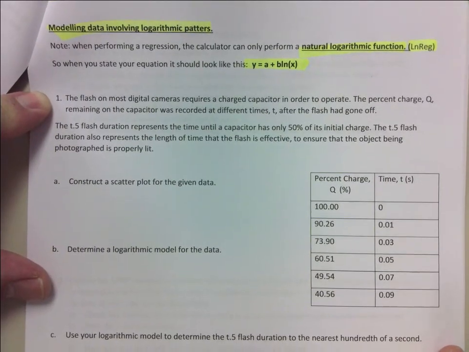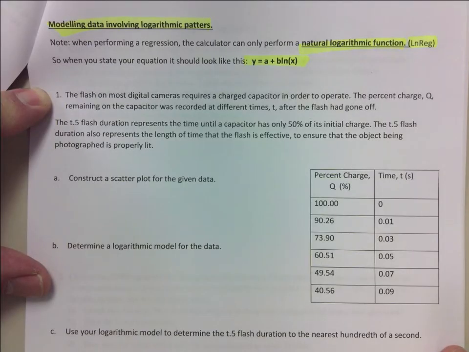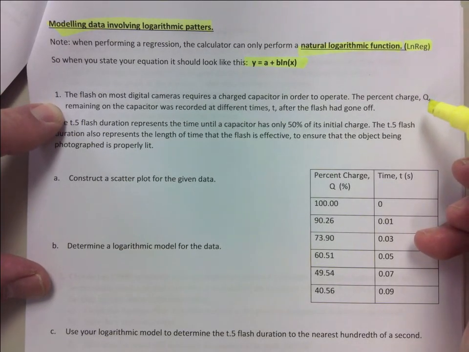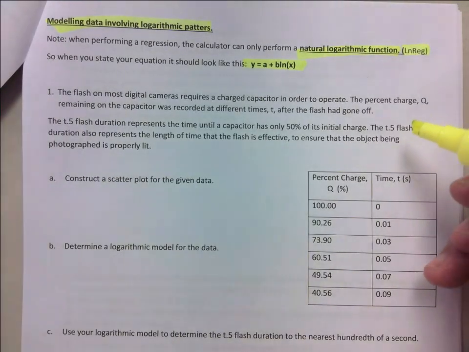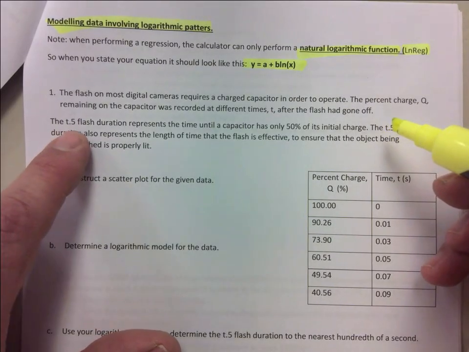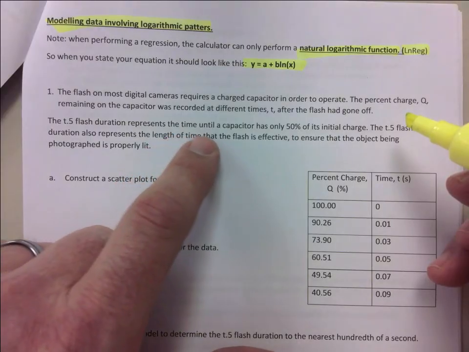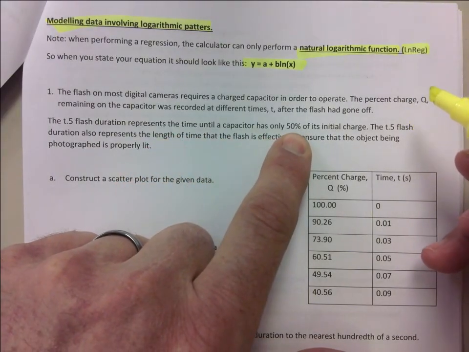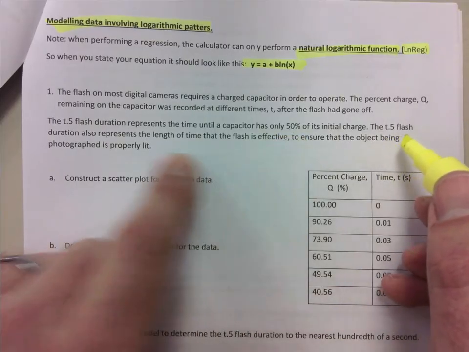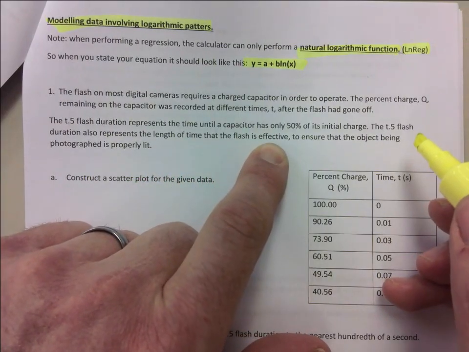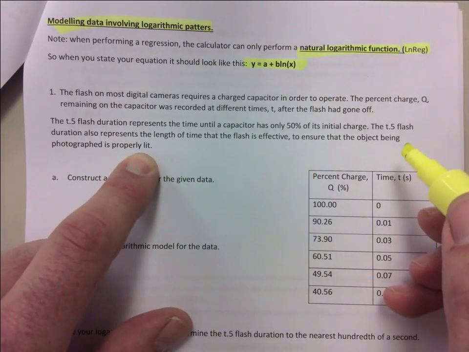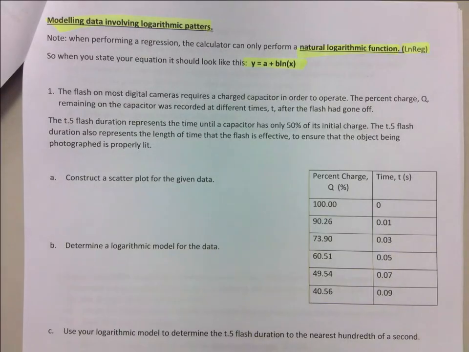The flash on most digital cameras requires a charged capacitor in order to operate. The percentage charge Q remaining on the capacitor was recorded at different times, T, after the flash has gone off. T50 flash duration represents the time until the capacitor is only 50% of its initial charge. T50 flash duration also represents the length of time that the flash is effective to ensure that the object being photographed is properly lit.